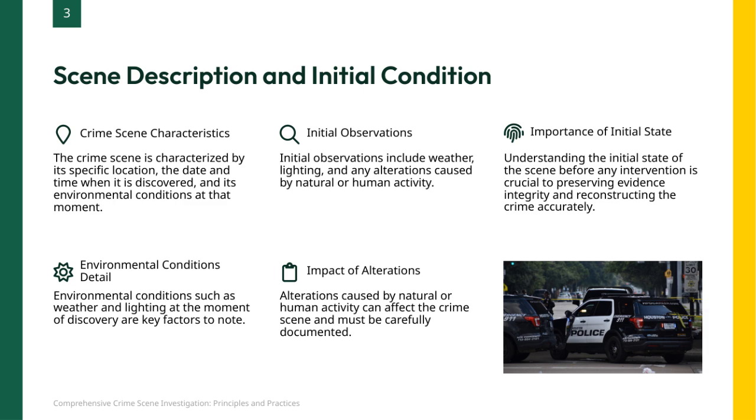As we make our initial observations, we need to carefully note any changes that have already occurred, whether due to natural causes like wind or rain or human activity. These alterations can impact the integrity of the scene, so documenting them thoroughly is essential. Understanding the initial state of the scene before any intervention is critical. This baseline information helps us preserve evidence properly and supports an accurate reconstruction of the crime later on. In short, the environmental conditions and any changes must be captured in detail to ensure the investigation starts on solid ground.